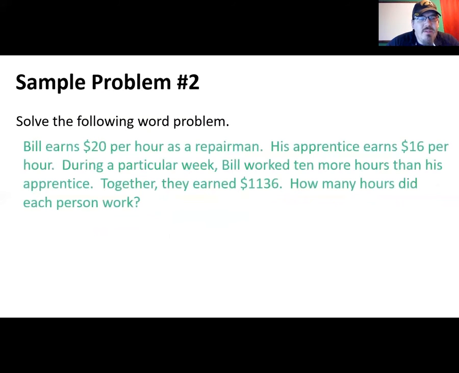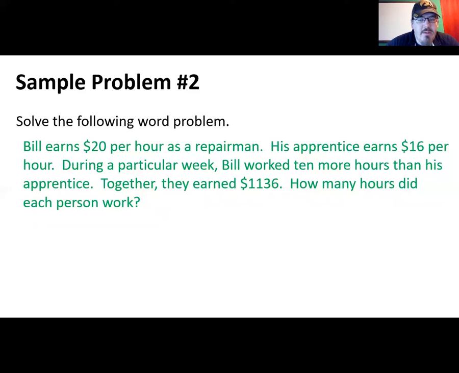Let's do one more word problem for the video here, just to go through that process and make sure that you've got some good examples to look at. So this time, we're dealing with an hourly wage situation. So again, I'll give you a second here to read the problem. Alrighty, so again, if you look at the final question in the problem, how many hours did each person work?